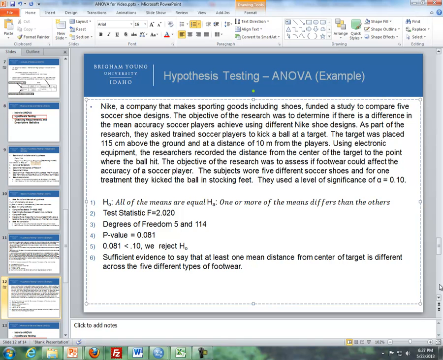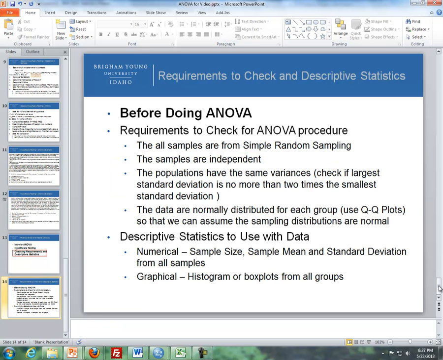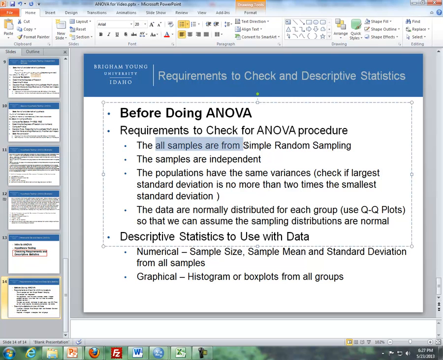Okay. So then, for the last part of the video, I'd like to talk about checking requirements in descriptive statistics. Before doing ANOVA, the requirements to check are, first of all, that the samples are from a simple random sample, the samples are independent, and the populations have the same variances.